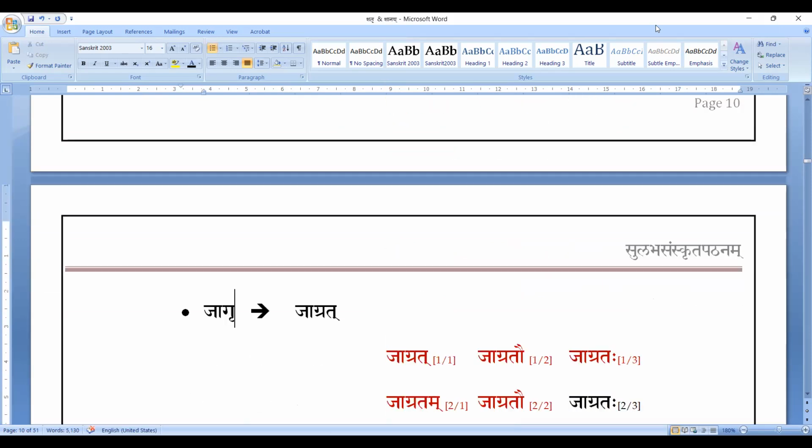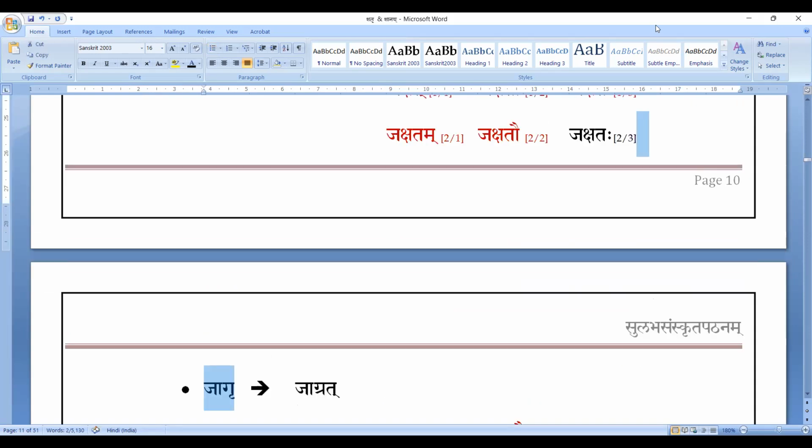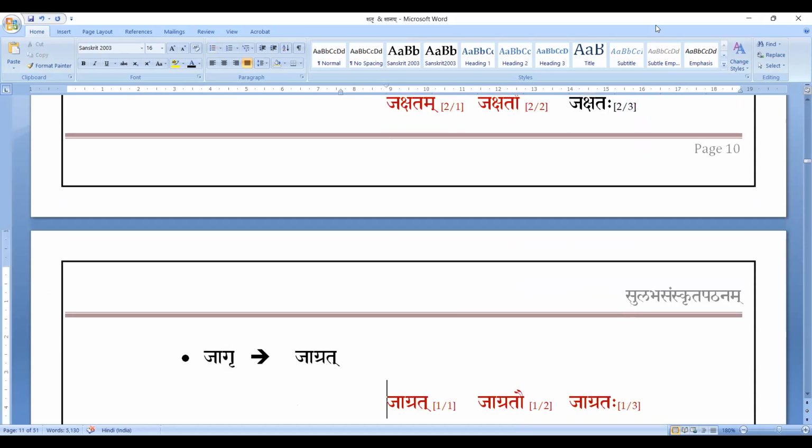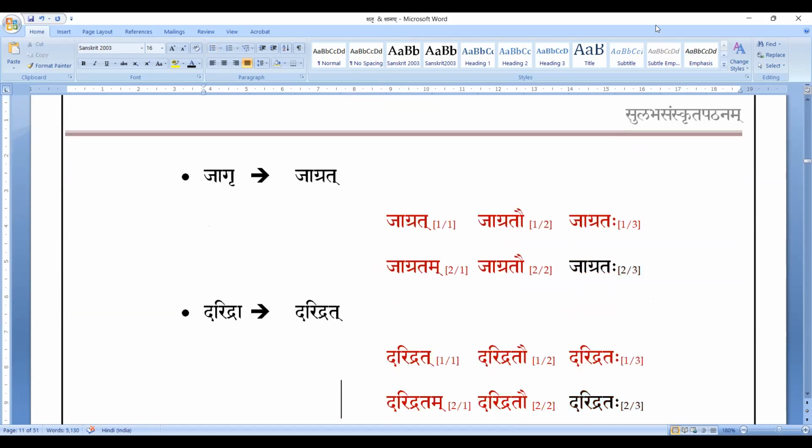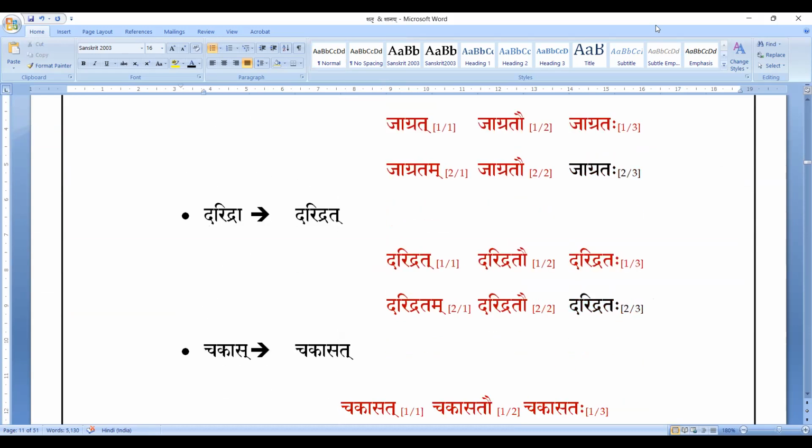This is one. Jagr, this is one of the anekach dhatus. We have two vowels here, ja, a, as well as ru. Its shatranta rupam is jagrat. You need to memorize this, or you need to know this. Jagrat is a pratipadikam, no num. Jagrat, jagrato, jagrataha, jagratam, jagrato, jagrataha.